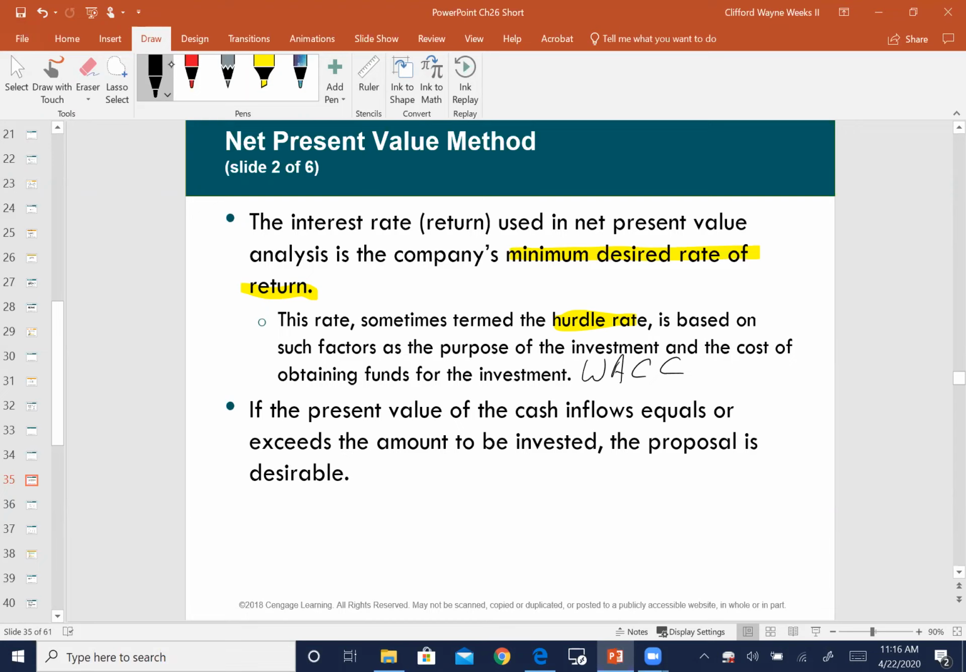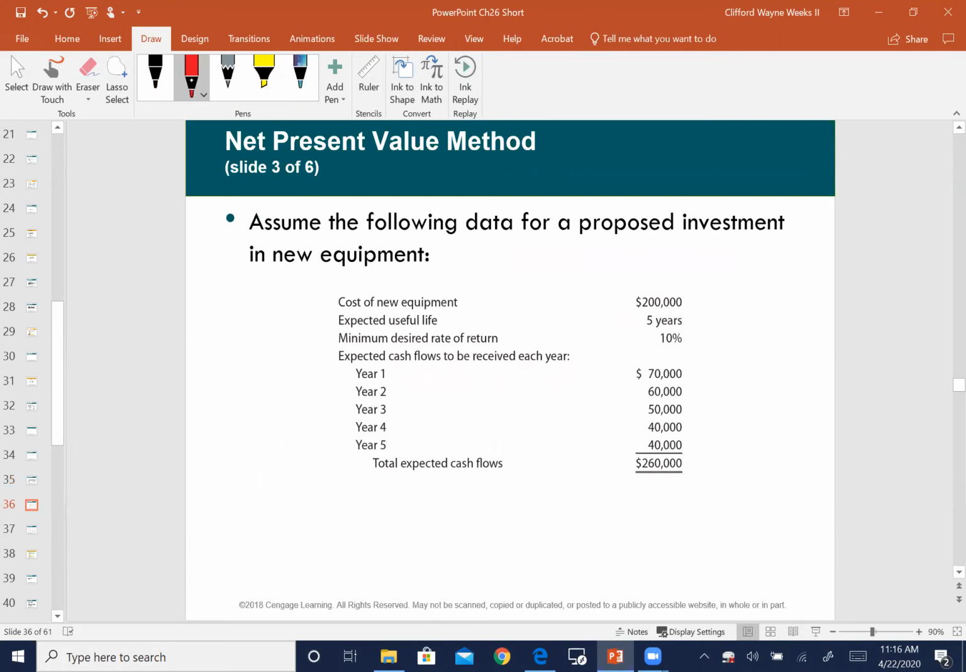All right. If the present value of the cash inflows equals or exceeds the amount to be invested, the proposal is desirable. Okay. And so this is the criteria. If it's a positive number, you accept. If it's a negative, you reject. And so here we have a scenario. Assuming the following data.